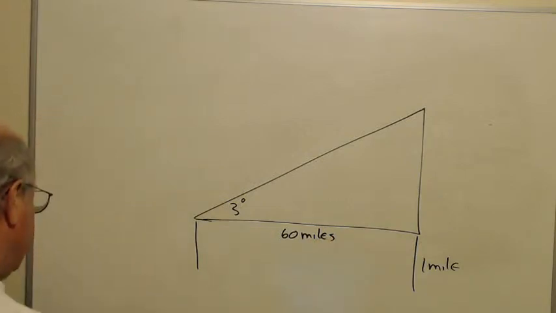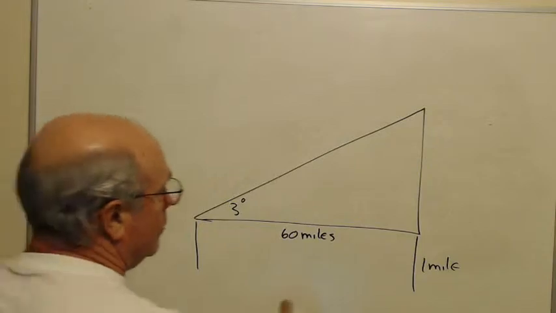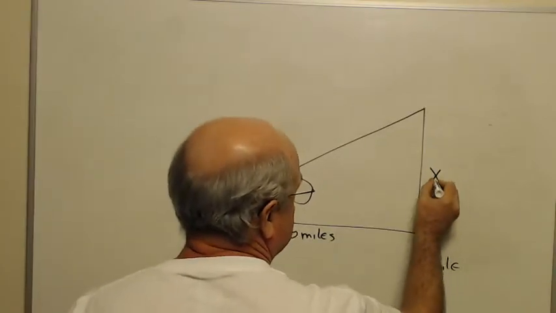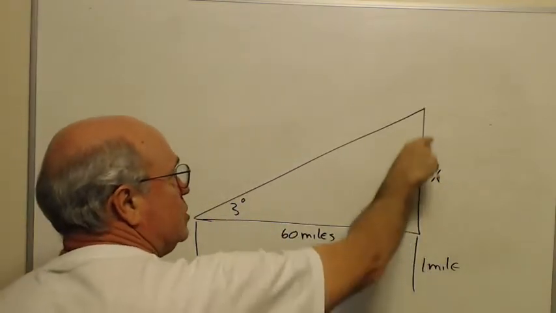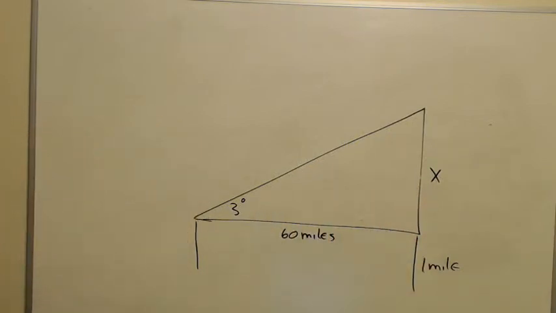And what we want to know is, after that 60-mile climb, about how far above sea level is the plane after its climb? Well, we're going to put an X here because that's how much it climbs. So whatever we get for X, we'll add 1 to it, and that will be our answer.